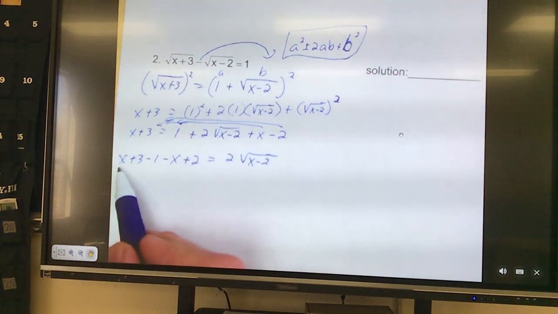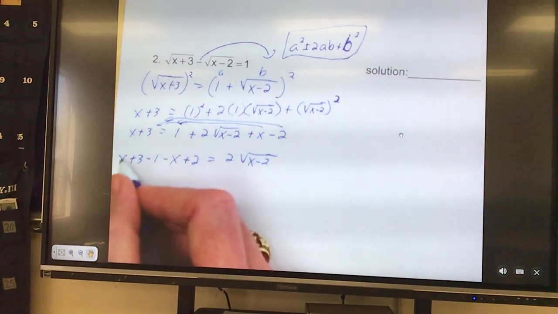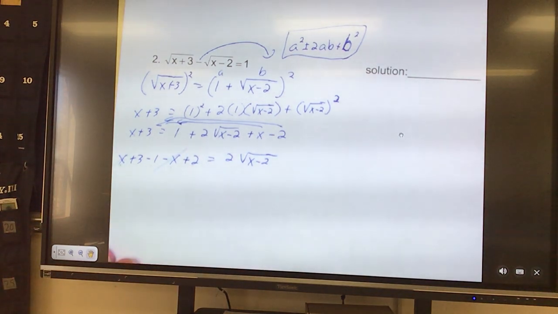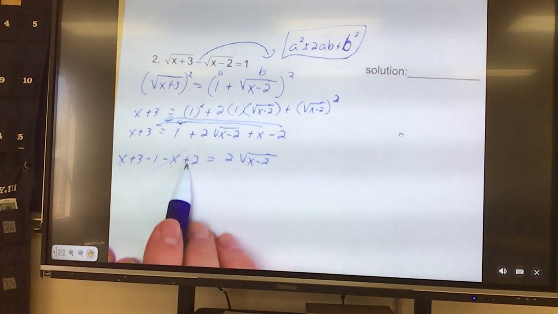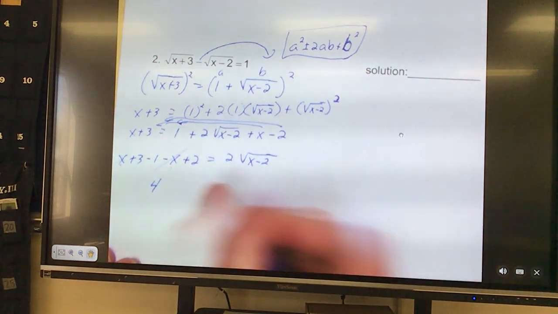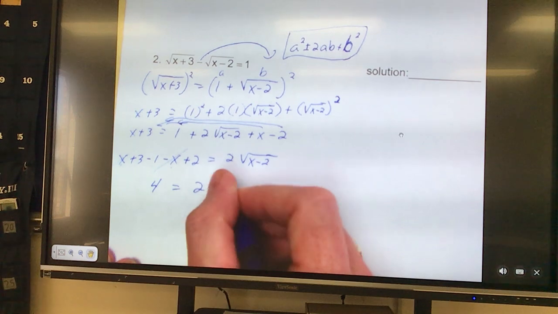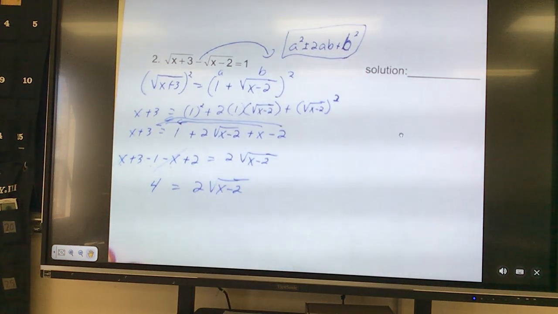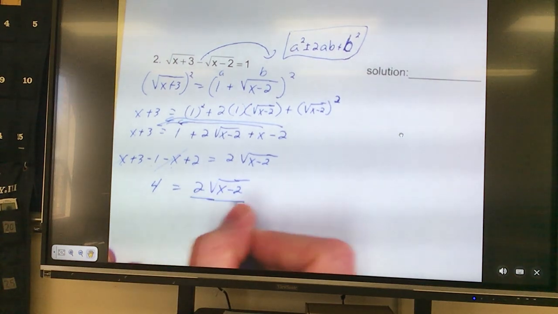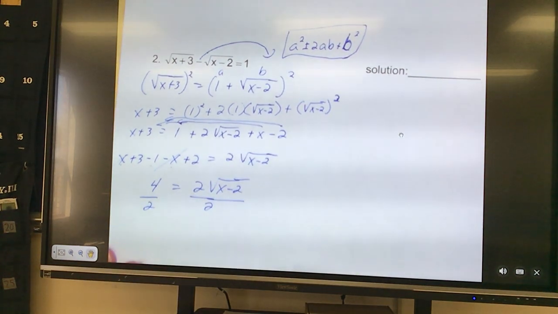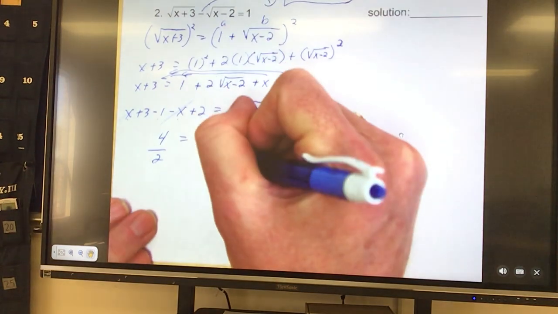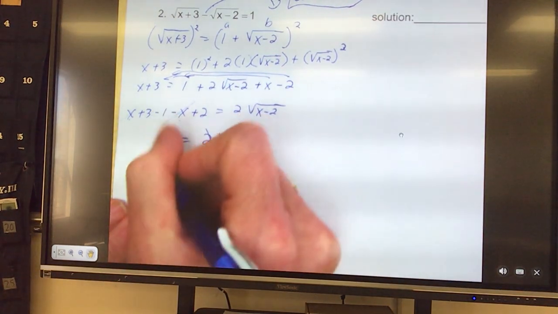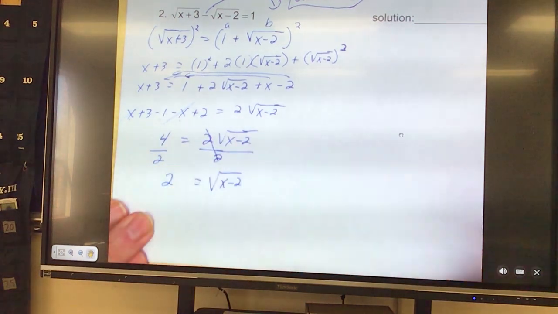Cleaning it up. x minus x, they cancel off. 3 minus 1 is 2, plus 2 is 4, equals 2 times square root of x minus 2. How do I get rid of times? I divide by 2. They cancel off, leaving me square root of x minus 2 equals 4 divided by 2 is 2.